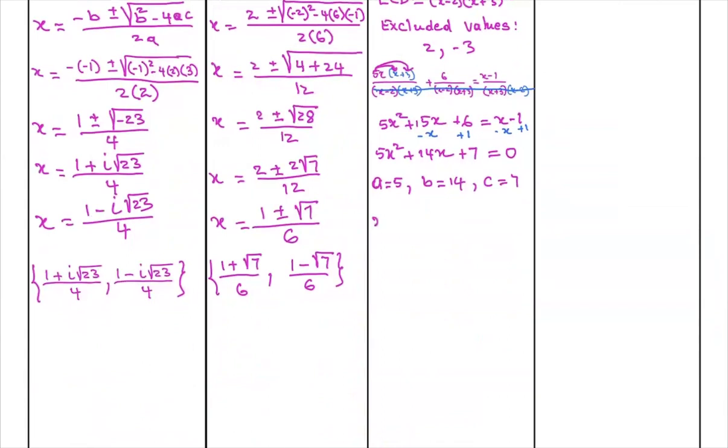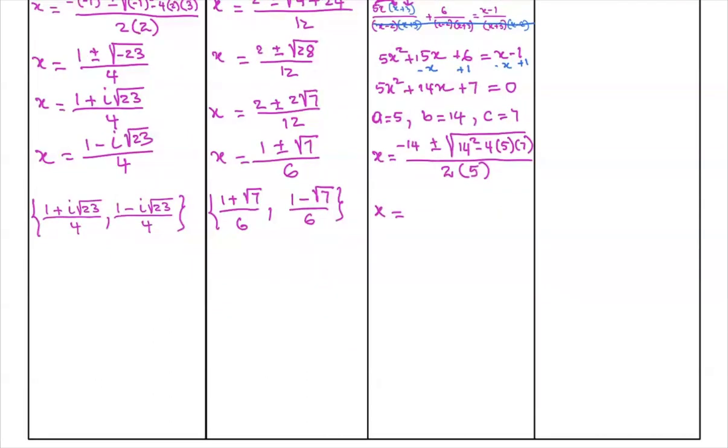So x equals negative b, plus minus the square root of b squared, that's 14 squared, minus 4, a is 5, c is 7, over 2 times the value of a, 5.